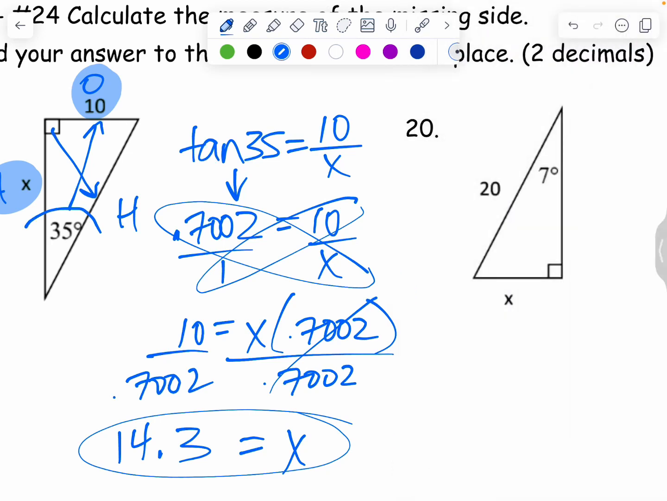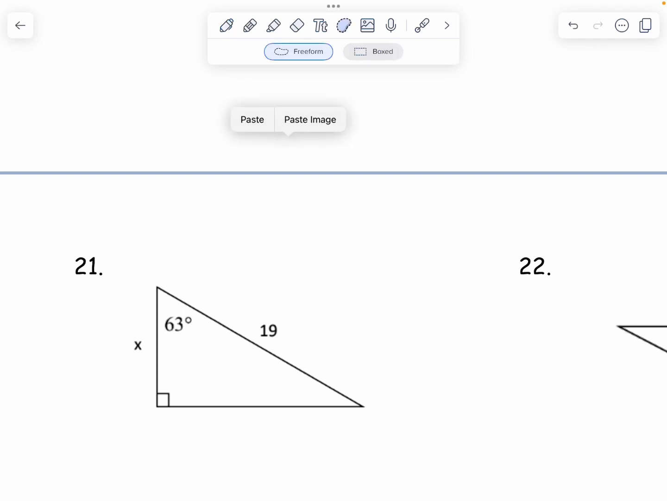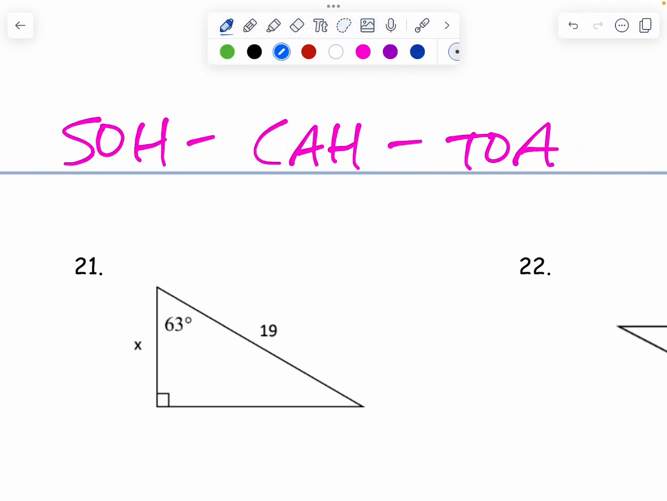Excellent. Let me do one more, my friends. We're doing great. Let me copy down my SOHCAHTOA again right here. This is going to help me decide what to use. Here's my angle. I'm going to swoop it. That's the angle I'm given. This side across from the right angle is always the H. This side across from the swooped angle is the O. The other side that I didn't label is A.